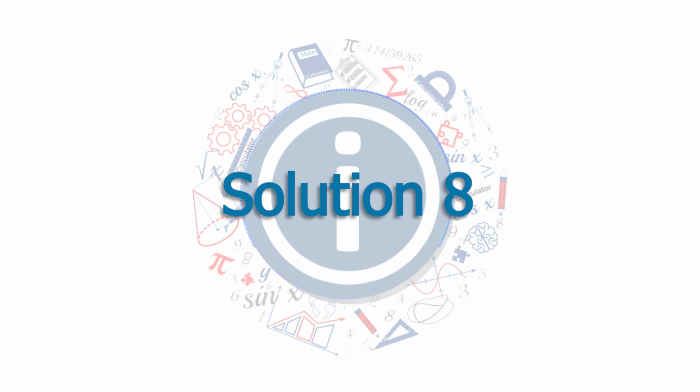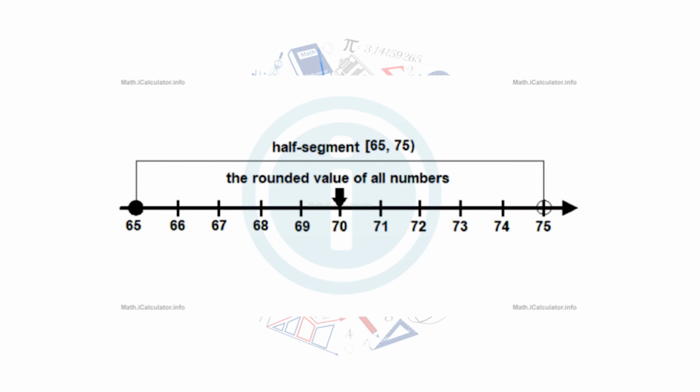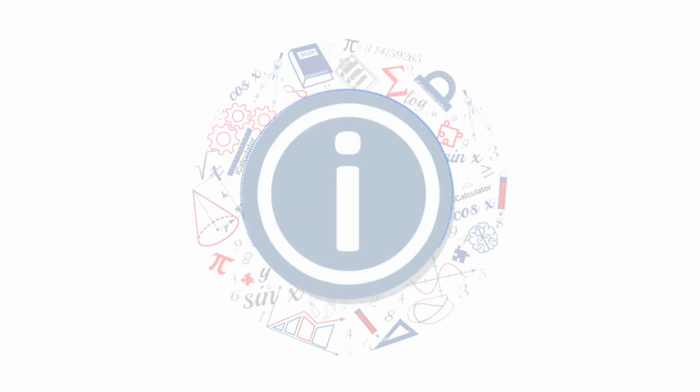Solution 8. A. The numbers that are 70 when rounded to the nearest 10 extend from 65, including it, to 75, without including it. Hence, when represented by symbols, this set is written as [65, 75). When shown in a number line, this set gives the following figure as shown on screen.